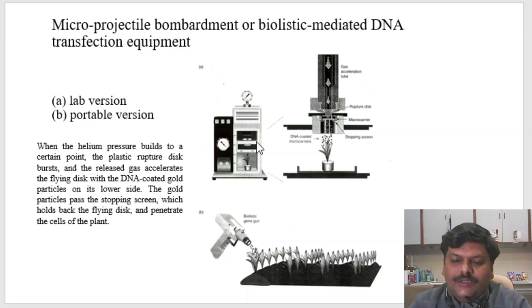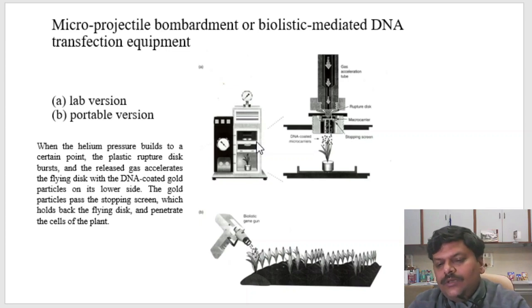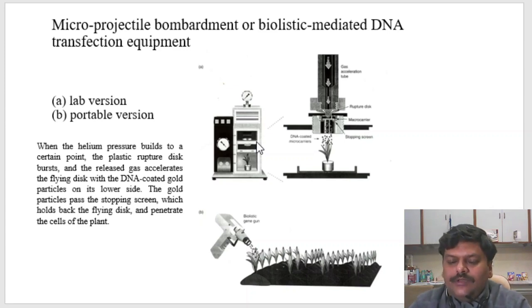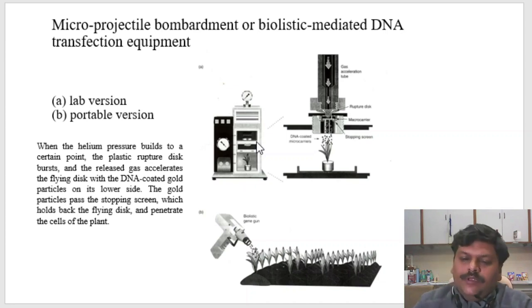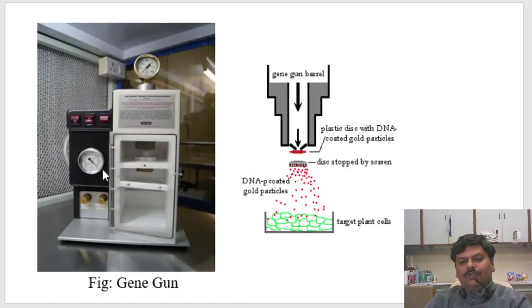Say, for example, if we need to transform particular leaf cells for a period of time, as long as that leaf is alive. It is basically to test certain biochemicals or certain special agents useful in plant defense and other things. So this is how these machines look like. The lab version is kept in a laminar flow hood.